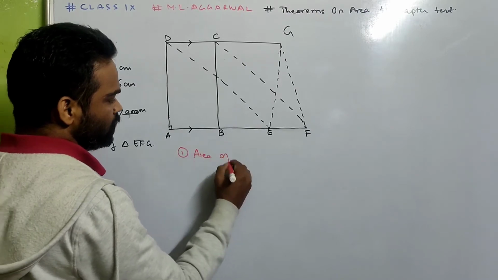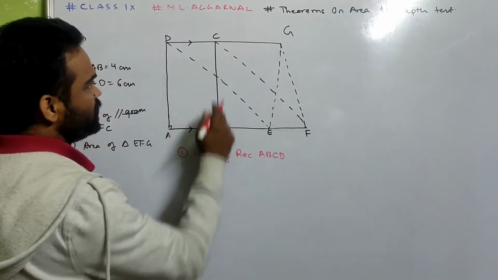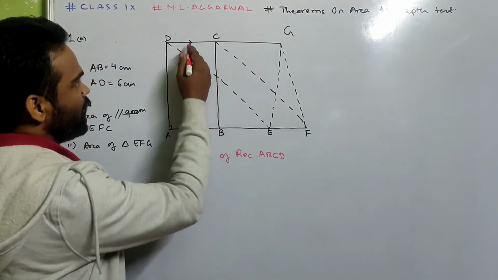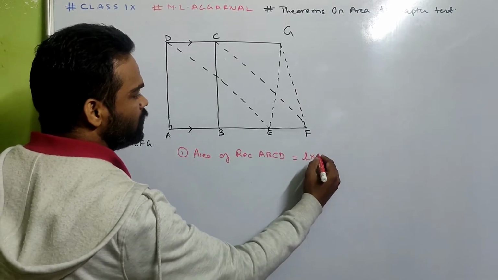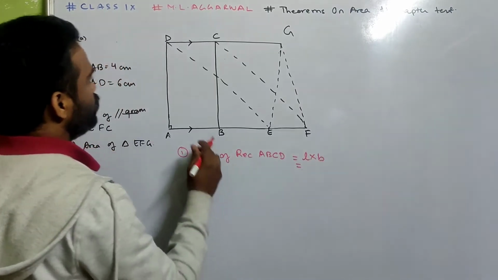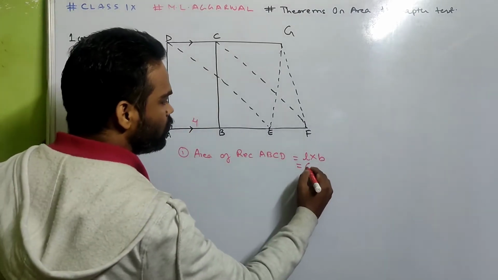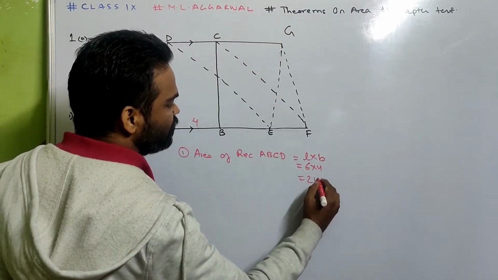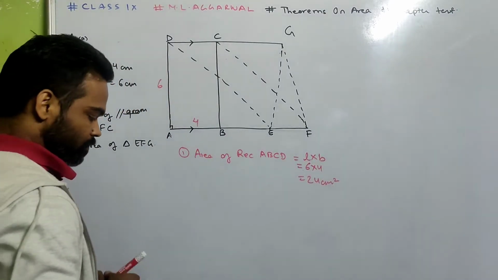First of all, area of rectangle ABCD. It's a rectangle, so AB is parallel to DC, no doubt in that. It is equal to length into breadth, which is 6 multiplied by 4, which is 24 centimeters square.